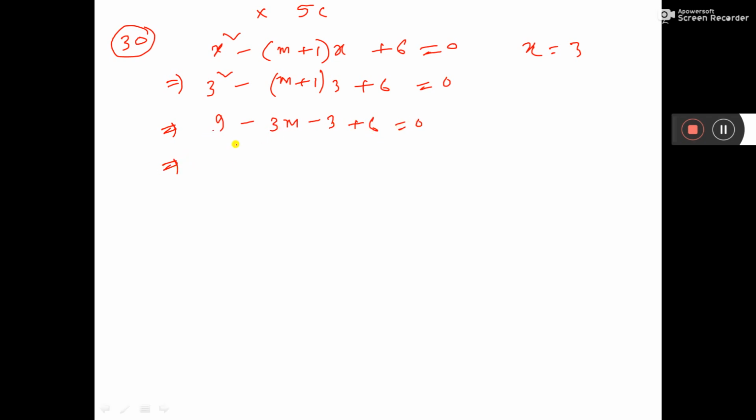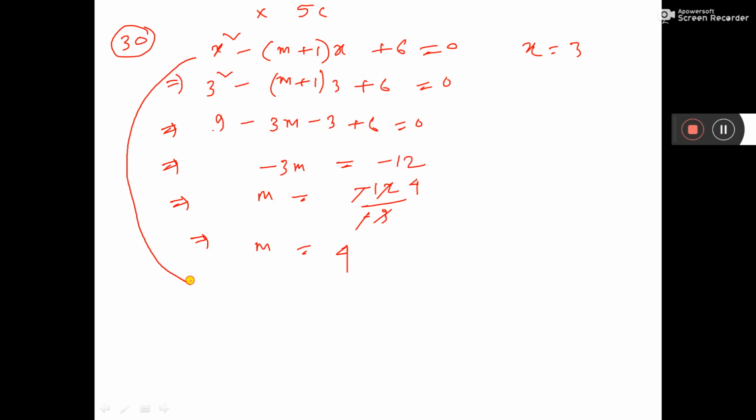So here it is coming 6 and this 6, 12. So minus 3m is equal to minus 12. So m is equal to minus 12 by minus 3. So 3 fours are 12. That means the value of m is equal to 4.